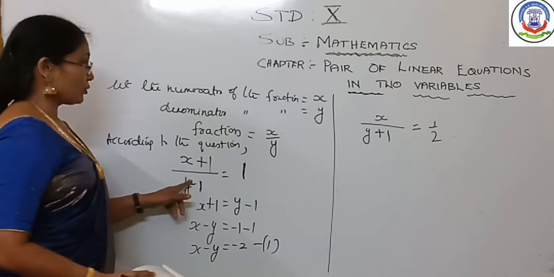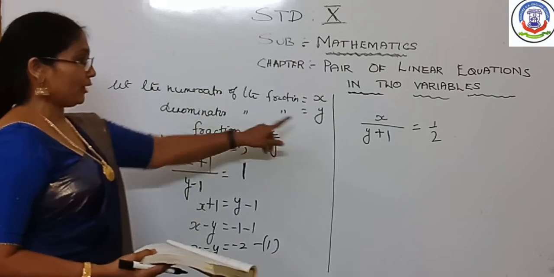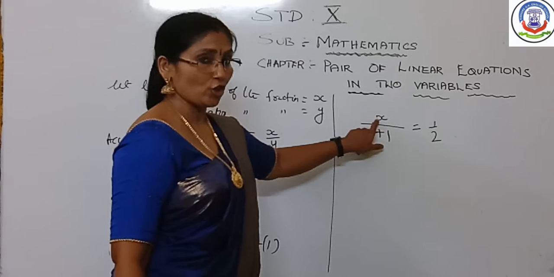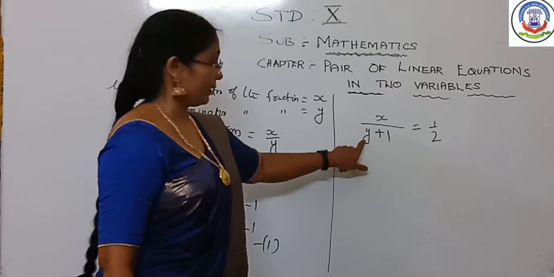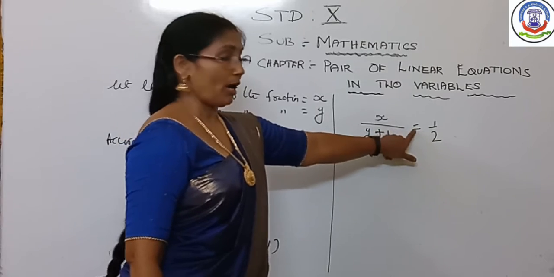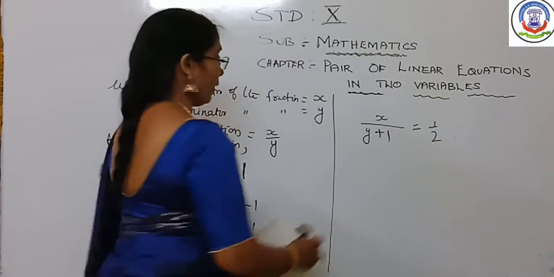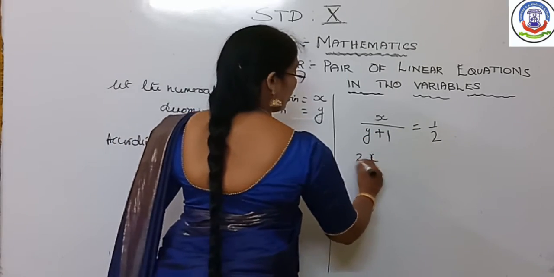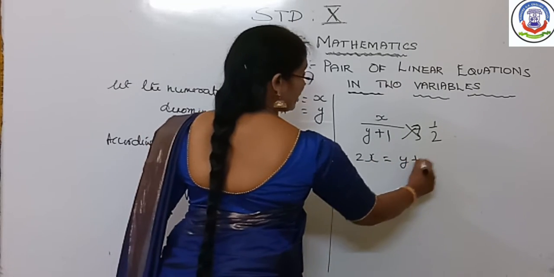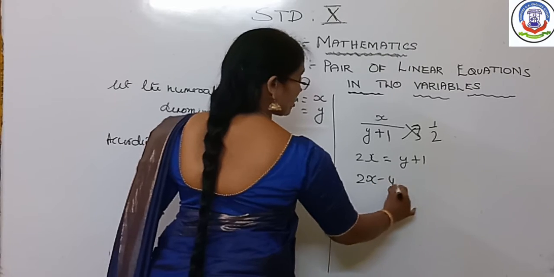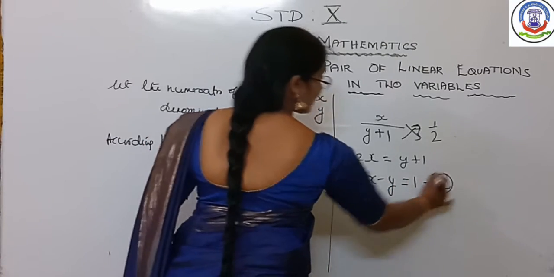Again, according to the question, the first clue is already given. The second clue: the numerator does not change, and with the denominator we are adding 1. That means y plus 1. Then how will the fraction be? It is equal to 1 by 2. So cross multiplying, 2x is equal to y plus 1. That means 2x minus y equals 1. This is the second equation.